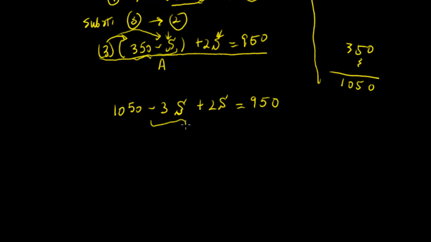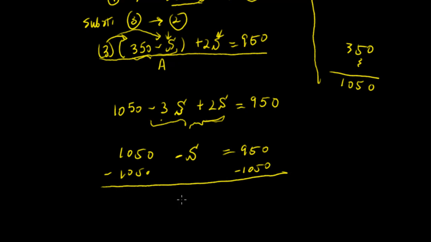I will collect those two together. Think of minus 3 apples plus 2 apples, and we have minus 1 apple. Okay, let's put our 1050 here, equal to 950. Now I'm going to subtract 1050, so I move all the numbers to one side. I have minus S is equal to minus 100. So divided by minus 1, S is equal to 100.